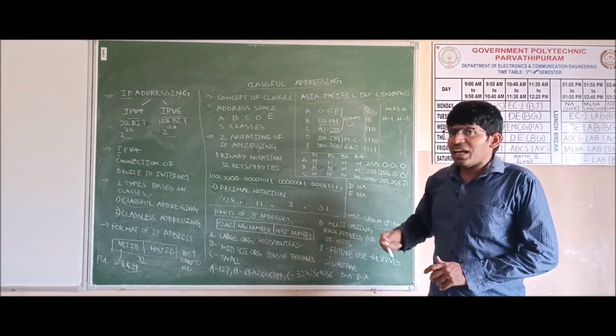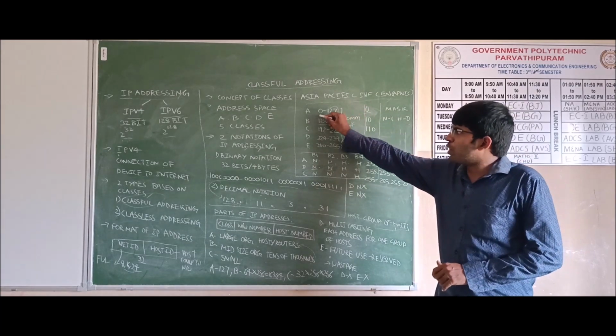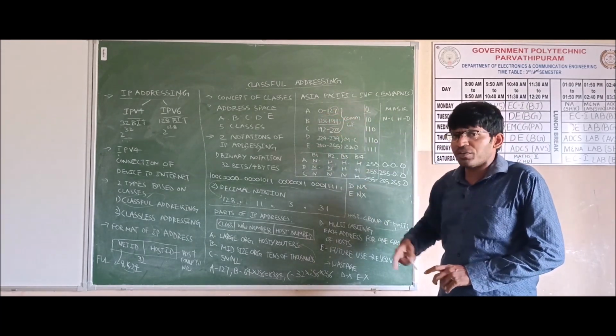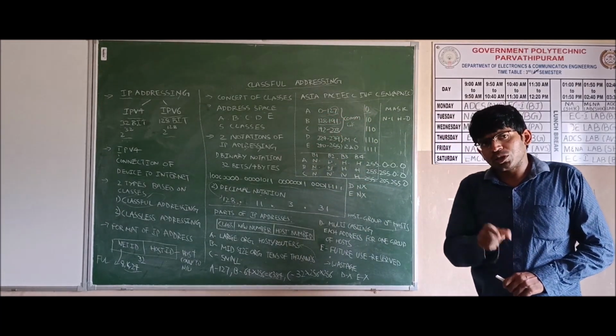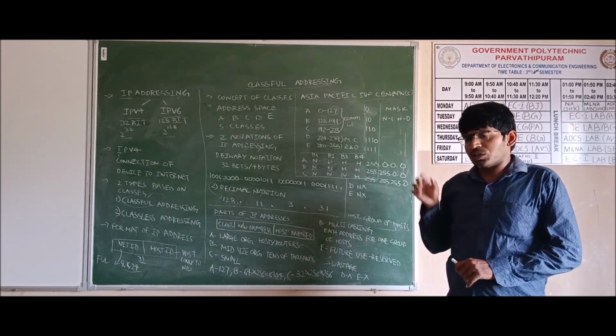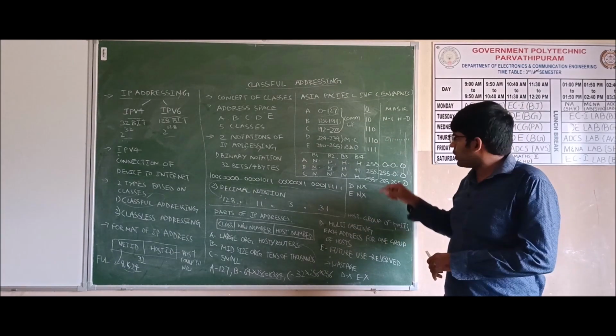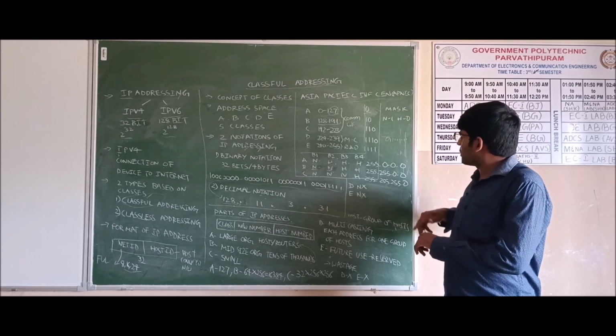Now, the class A address: byte 1 starts with 0. Whatever it may be, 0 to 127, it starts with 0. Starting with 0, the remaining seven bits are all ones for 127: 0, 1, 1, 1, 1, 1, 1, 1.